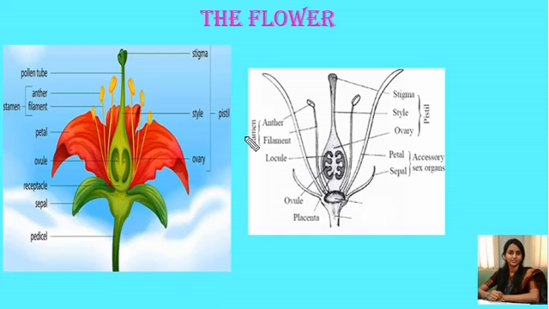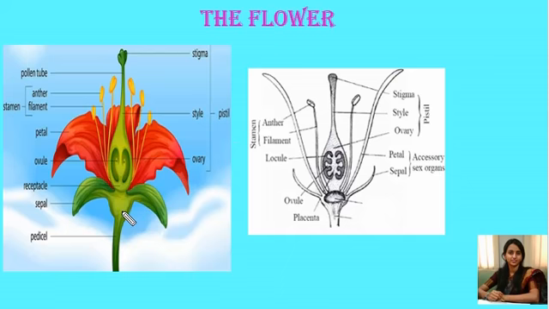At your high school level, you might have studied that the flower consists of different whorls, and these whorls are arranged on the tip of the pedicel, which is known as the receptacle. Now let us learn in detail about the different whorls of the flower and how these whorls are arranged.